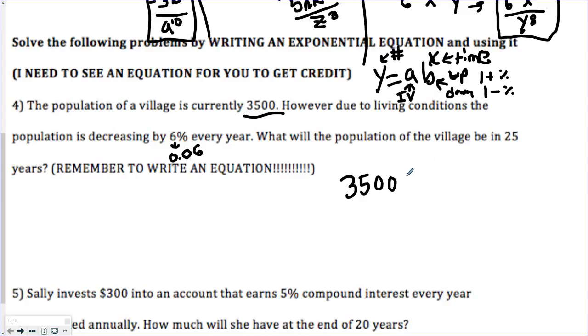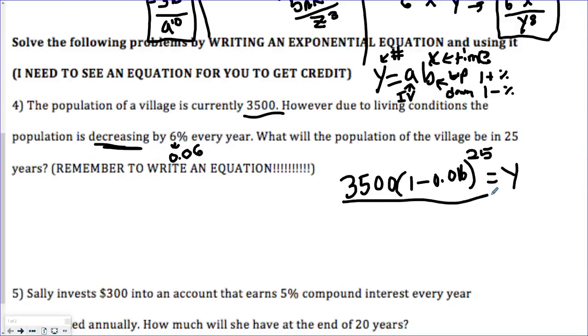So these mean the decimal form of the percent. So A times B. Now I am decreasing, so B is 1 minus the percent, 0.06. What will the population of the village be in 25 years? Well, 25 years is a time, so it'll be 25, and that's going to be equal to y, or the number I have left. So I'm just going to simply find out what this is.